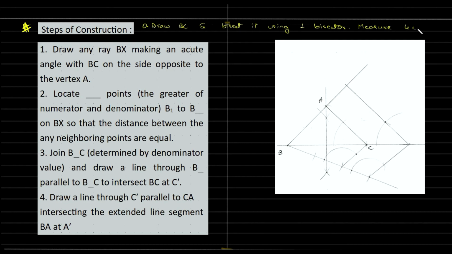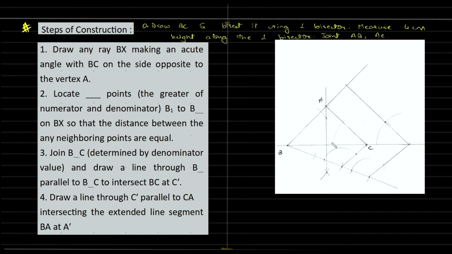Measure 4 centimeter height along the perpendicular bisector. Join AB, AC. So that would be the triangle. So that would complete the 0th step over here.